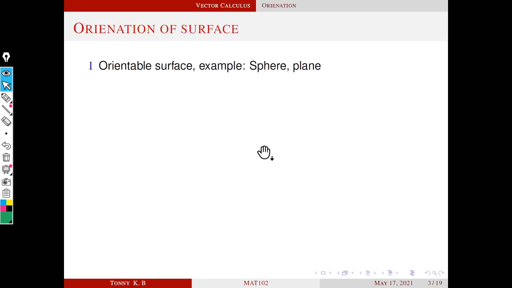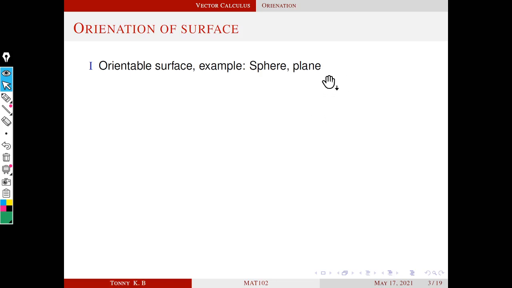To understand the concept of flux, we have to introduce some basic definitions. Okay, first we have to introduce the concept of orientation of a surface. There are two types of surfaces: orientable surface and non-orientable surface. For an orientable surface, a sphere is an orientable surface because a sphere has two orientations: one is outward orientation, the other is inward orientation.